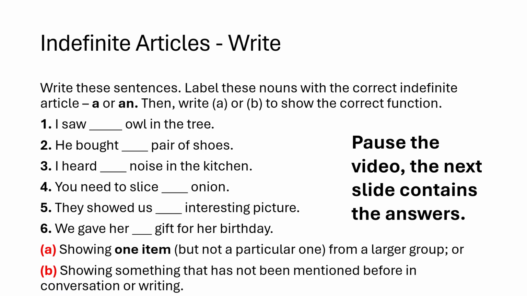Write these sentences. Label these nouns with the correct indefinite article, a or an. Then write A, showing one item, but not a particular one, from a larger group. Or B, showing something that has not been mentioned before in conversation or writing, to show the correct function.